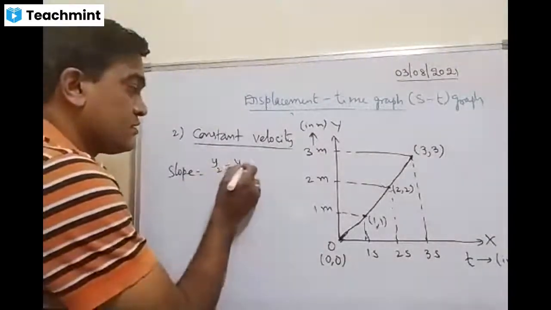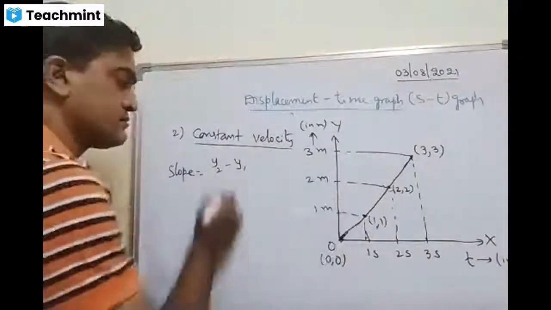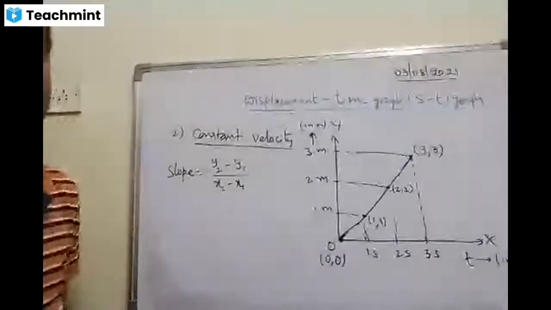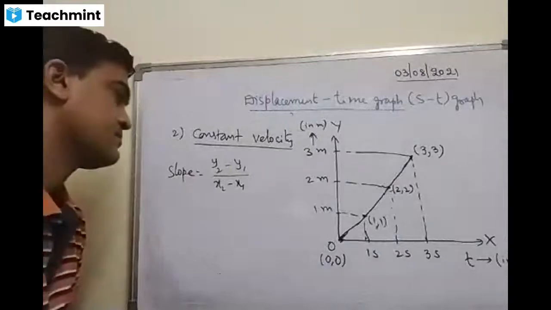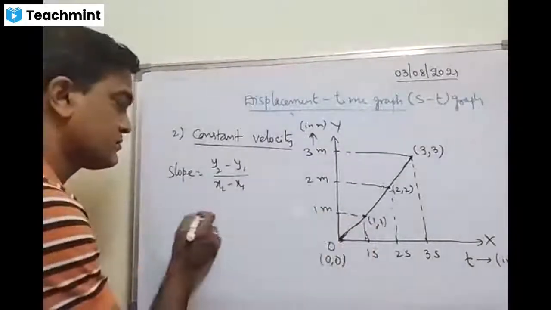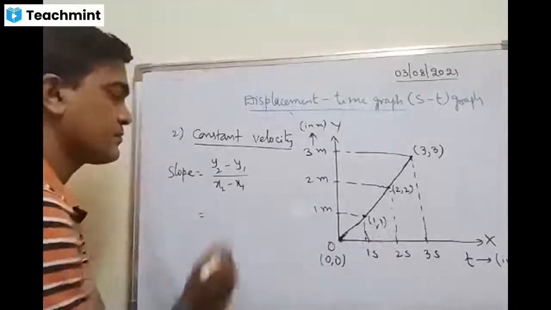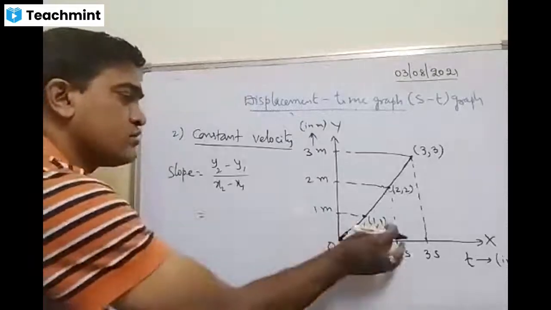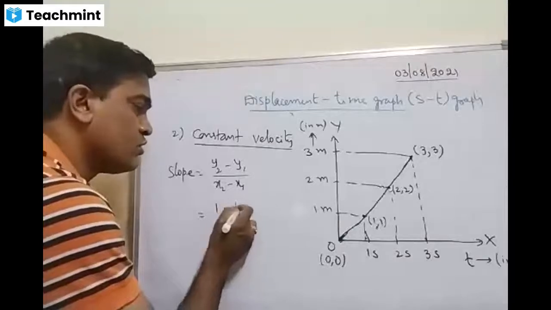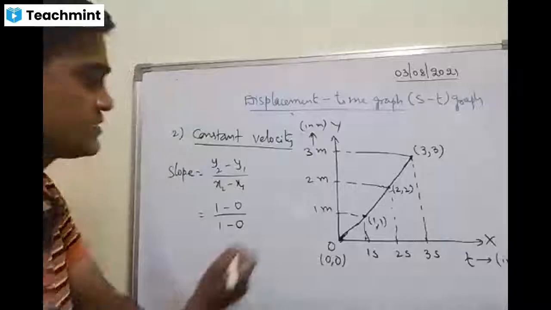Slope. I want between 1 and 2, or 1 and 0, tell me. What is your slope? Take this as x1 y1 and take this as x2 y2. 1 minus 0, 1 by 1 minus 0. 1 by 1 is equal to 1.